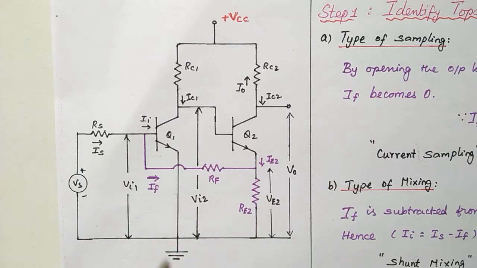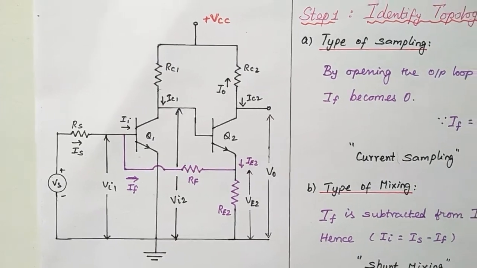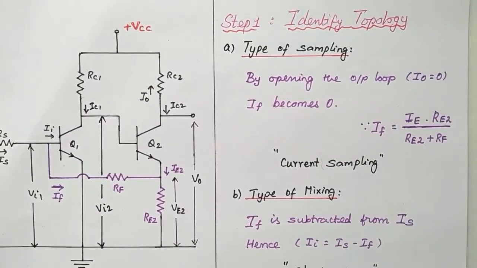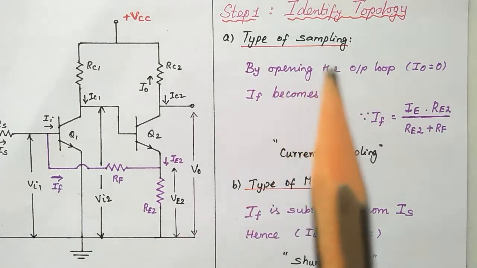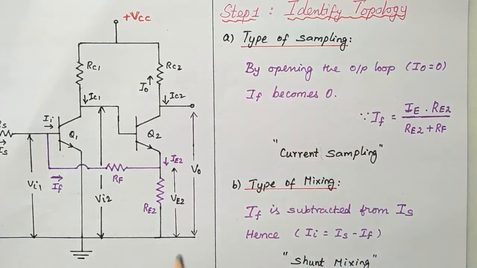To justify this and make the analysis, you have to perform 7 steps. For that, we are moving to the first step, identifying the topology. For identifying the topology, we have to analyze two types of networks. One is on the output side, the other is on the input side. On the output side, we check what type of sampling happens. Similarly, on the input side, we check what type of mixing happens.